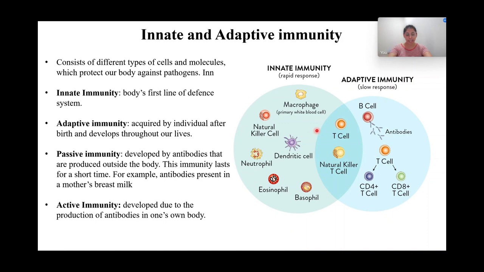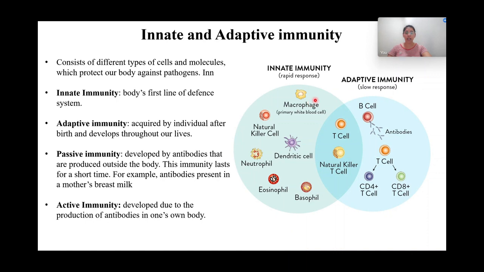And then you also have T cells and natural killer cells, which are also part of the adaptive immunity, which is the other kind of immunity. And innate immunity, as I said, is the first to respond, so it has to be rapid in nature. So it is also called the rapid response.